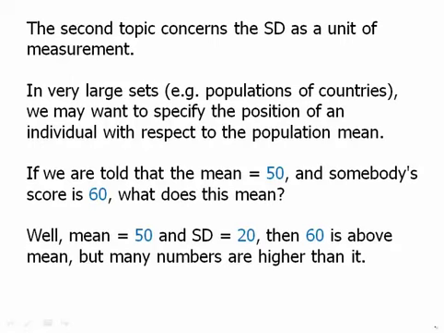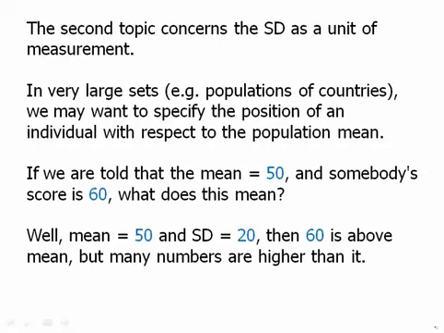If the mean is 50 and the standard deviation is 20, then 60 is above the mean. It's half a standard deviation above the mean, but presumably many numbers are going to be higher than that. It would not be unusual in a set to have numbers that are as far as a standard deviation away from the mean or even further.